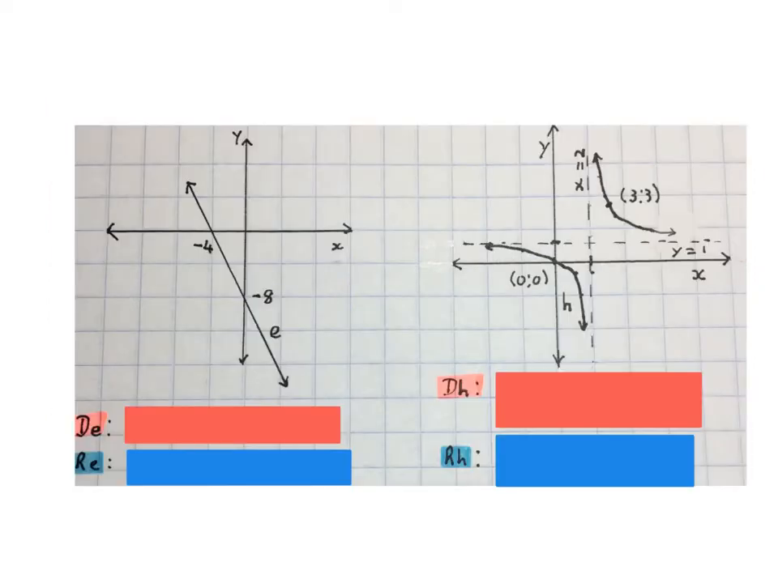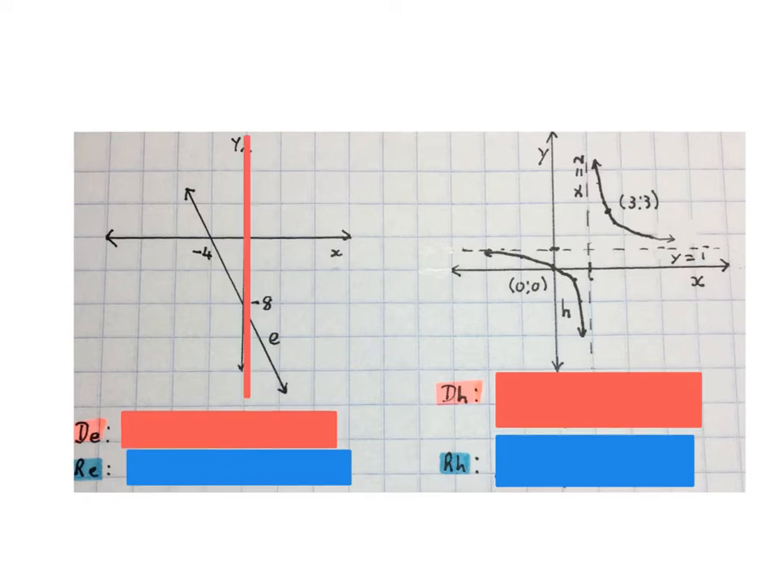Right, here's two more. So we have a straight line graph over here and a hyperbola over here with two asymptotes. Firstly, let's do the domain of E. We draw a vertical line through it and see where this line, for what x values, it cuts the graph. If you move it left, it'll keep touching forever. And if you move it right, it'll keep touching forever.